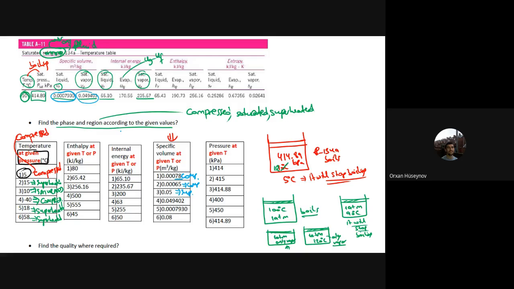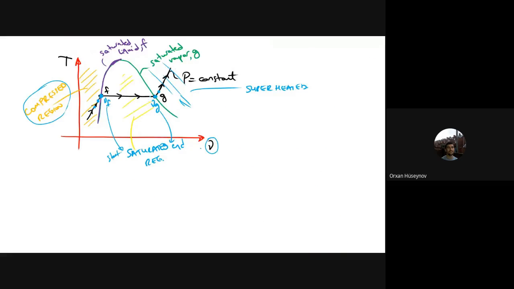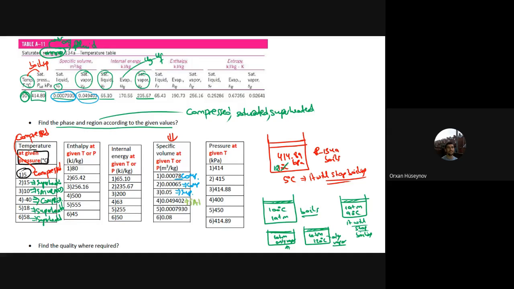Okay, so then the fourth one, you will have 0.049402. That is the fourth one. You can see it is less than the nu G value. If it is less than that one, you are here. It is more than nu F and less than nu G, so it means that you are in the saturated region. So this one is the saturated region.